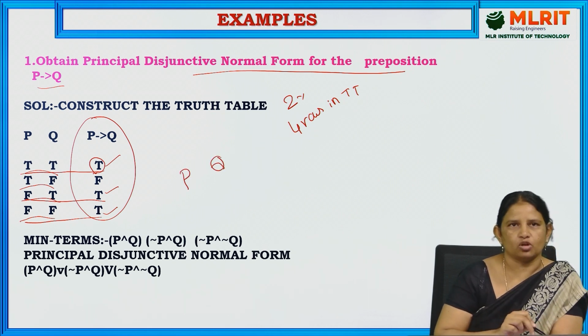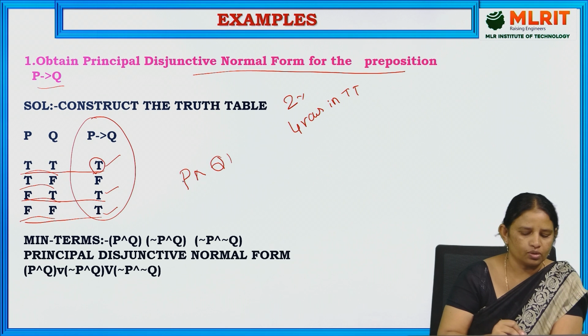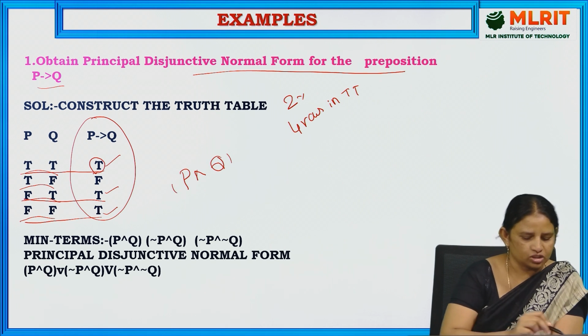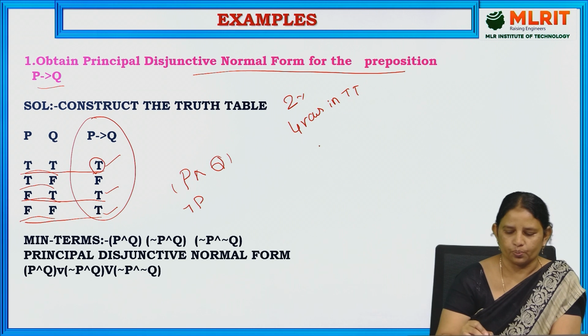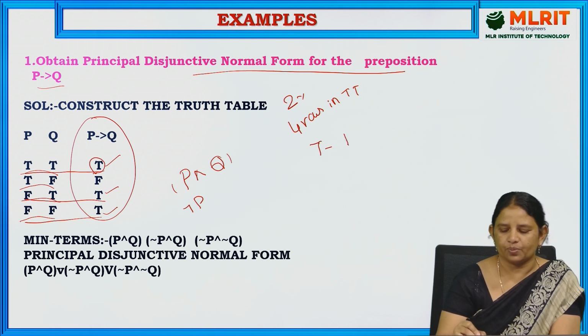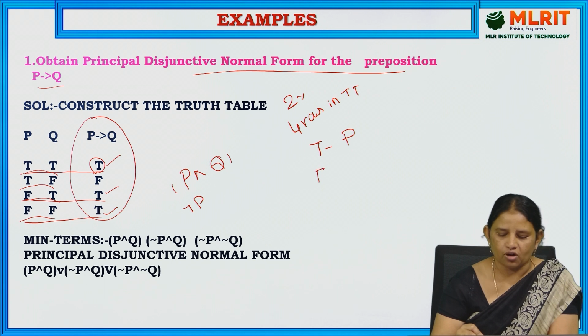In the case of minterms, the first minterm is written as P and Q. How to write the second minterm? False means negation P. If it is true, write the proposition as it is. If it is false, add negation to the proposition.